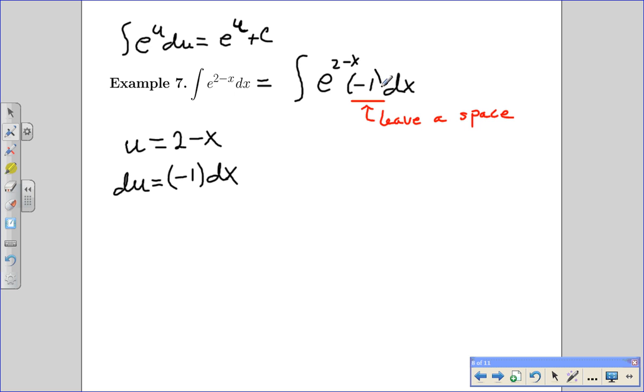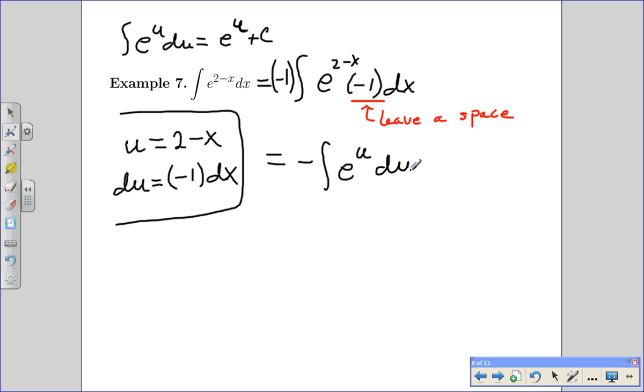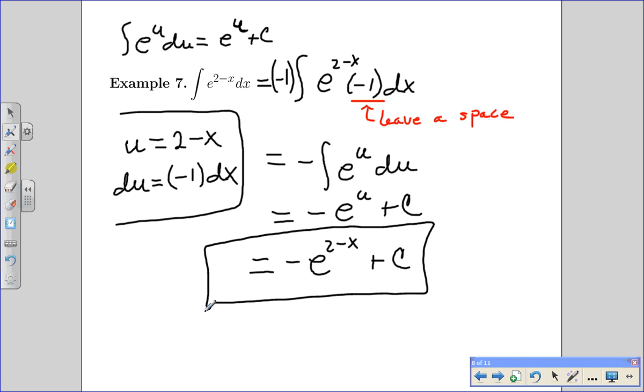So what am I going to do? I'm going to multiply by negative 1 on the inside. But again, I don't want to change the value of the problem, so I multiply by a negative 1 on the outside. Now, we can rewrite everything in terms of u. I have negative integral e to the u du. And I know that answer. That's e to the u plus c with a negative sign, negative e to the u plus c. That negative just comes down. And I don't want it in terms of u, I want it in terms of x, so I get negative e to the 2 minus x plus c. So this technique of multiplying by a constant also applies to a negative, because a negative is really just multiplication by negative 1.